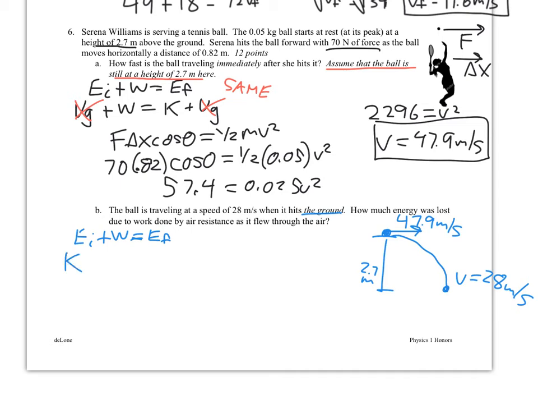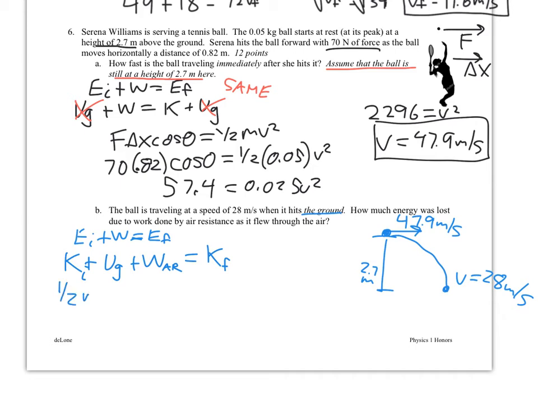So I'm starting with kinetic because we're moving. I'm also starting with gravitational potential, and now I do care about it because I am changing heights, so it does matter that we start with that gravitational potential. We have some work done here by air resistance, and we're ending with all kinetic energy. So once again, I'll call it initial and final.